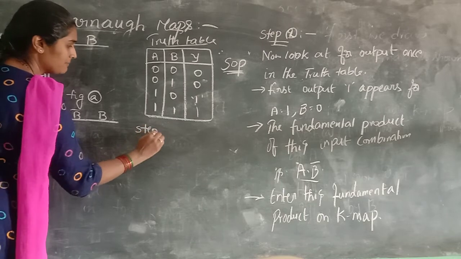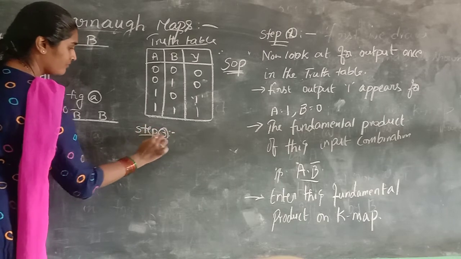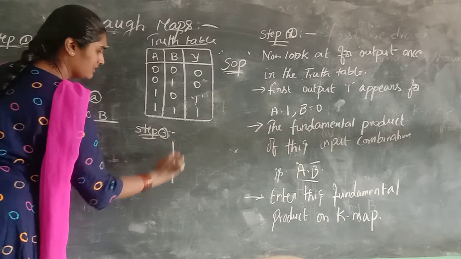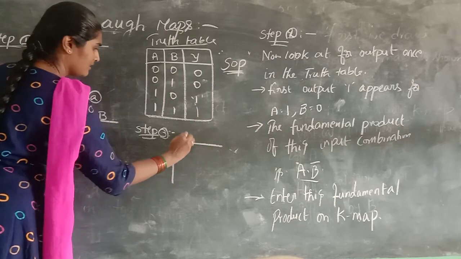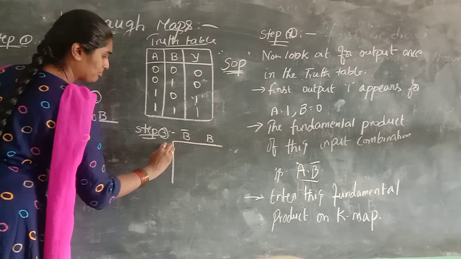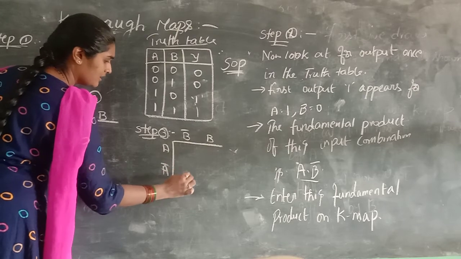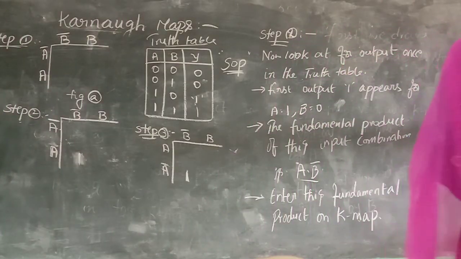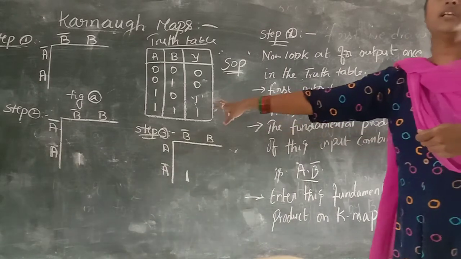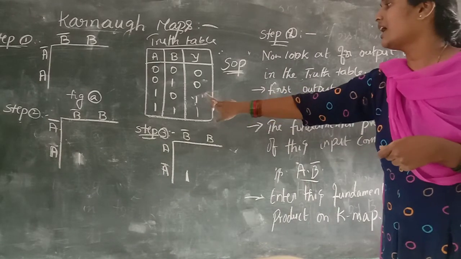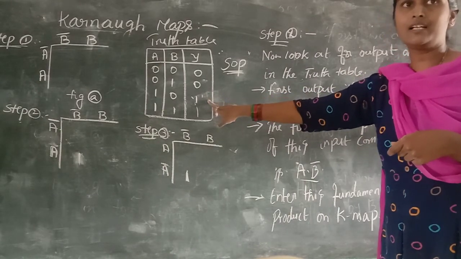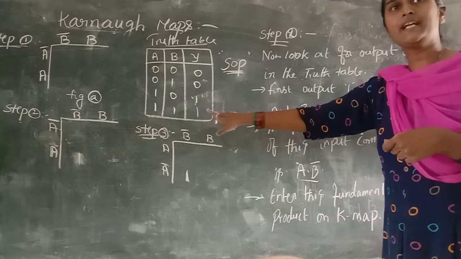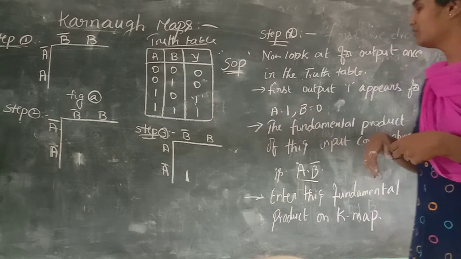And coming to step 3, the remaining B bar B, A bar. Up to here, the second step is completed. Coming to the third step, what do we do now? Similarly, in the truth table, where the output appears as 1, for all of those we write the fundamental product.